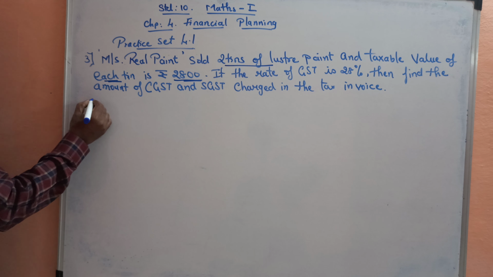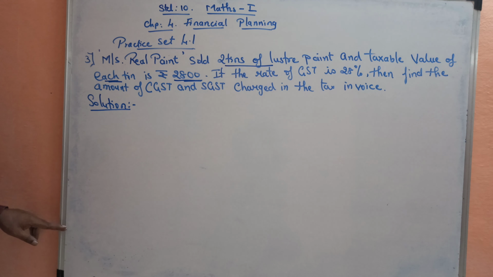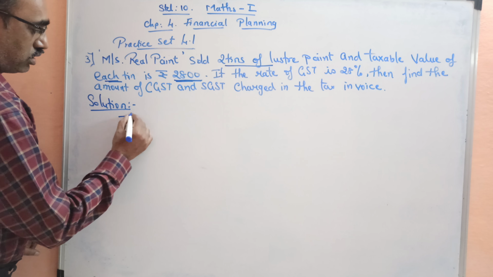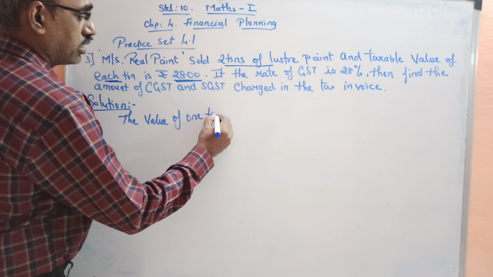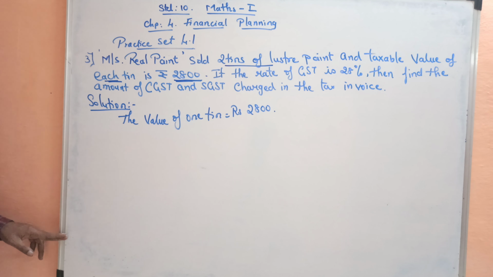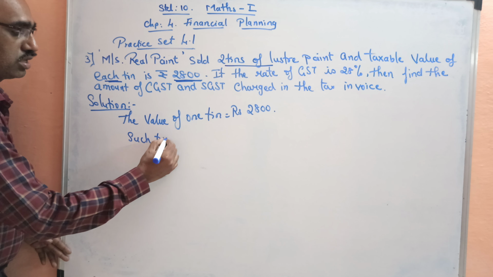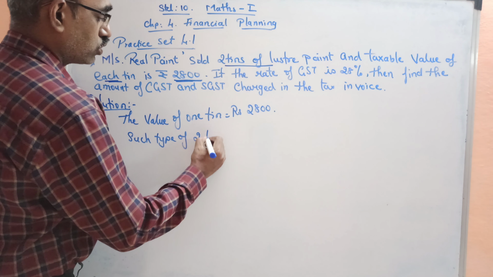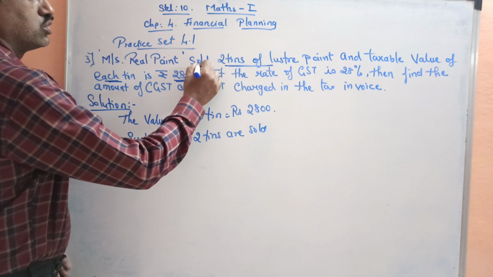So what will you write? Solution. First, you are supposed to write the value of a tin. The value of 1 tin is equal to rupees 2,800. Now, he has sold 2 tins. How many tins has he sold? Such type of 2 tins are sold. Correct? 2 tins of luster are sold.